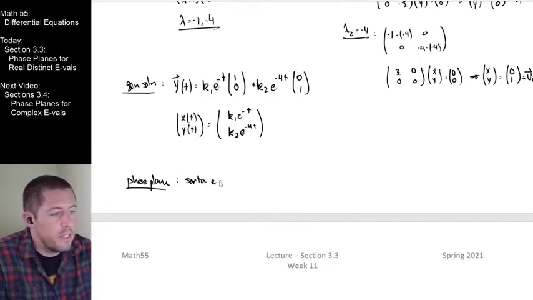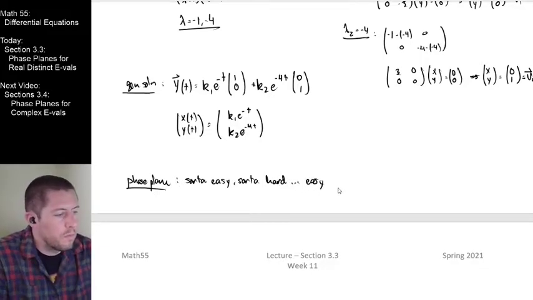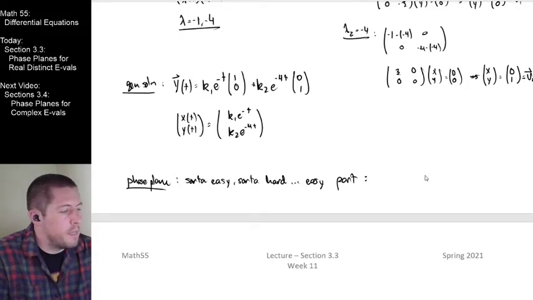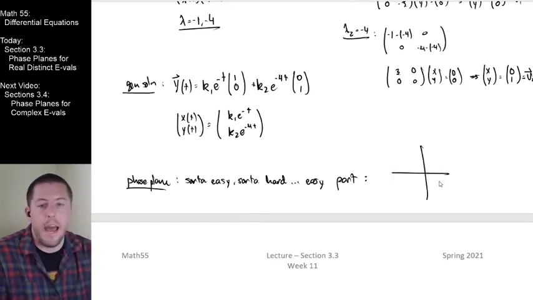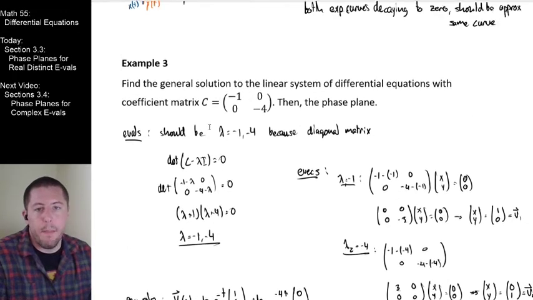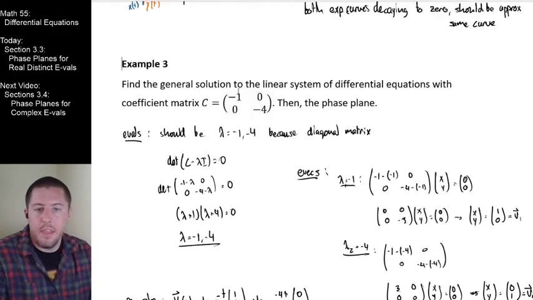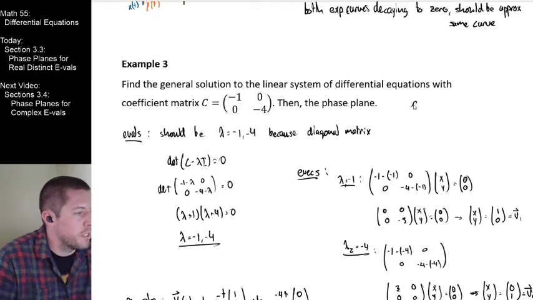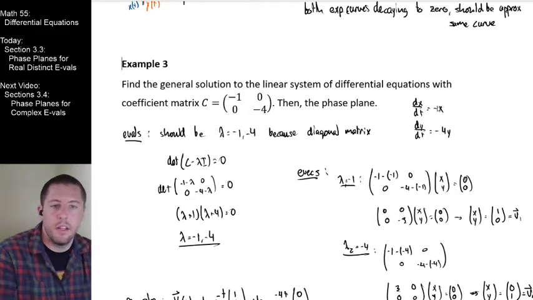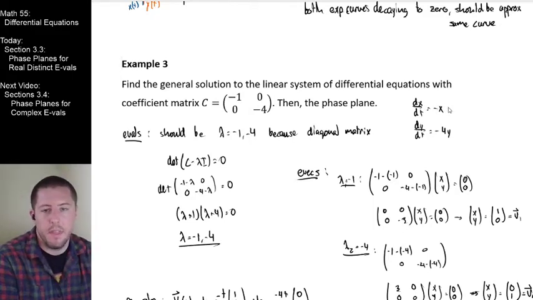I'm going to say this is sort of easy, sort of hard. The easy part is that I know what my x and y axes look like. The reason is that this is describing the system dx/dt equals -x and dy/dt equals -4y. This is a fully decoupled system. If my x values are positive, they're going to decay, and if my y values are positive, they're going to decay.